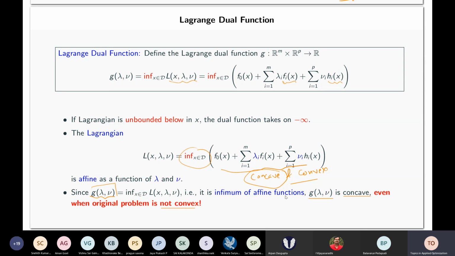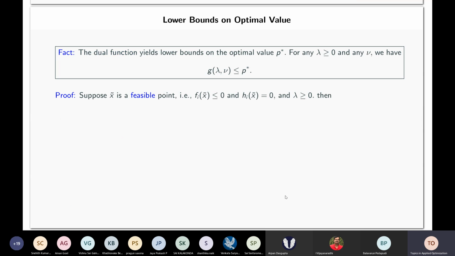Now let us look. To see the importance, one of the things you can already see is given by this bound, the lower bound on the optimal value. When we talk about the optimal value, it's with respect to the primal variable, which in this course we usually denote by x. So this is f of x star, the optimal value obtained at the optimal point x star.